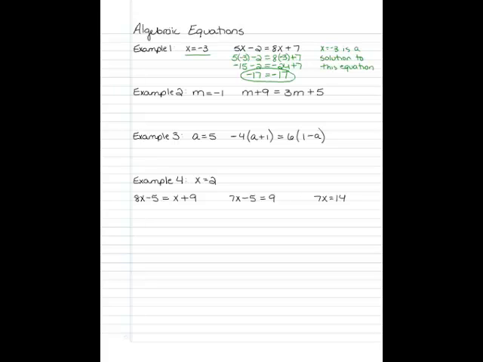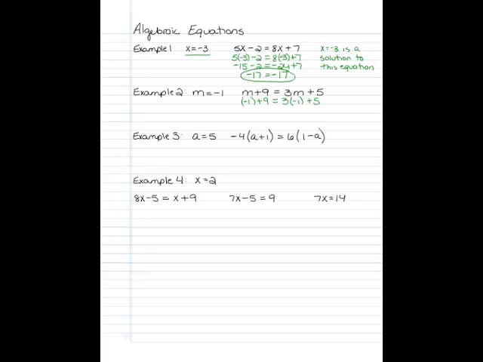Example 2 is very similar. We're asked this time, is m equals -1 a solution to the equation m plus 9 equals 3m plus 5? We're going to do the exact same thing. We're going to replace all of the m's with -1 and work it out to see if the two sides are equal. So replacing m with -1, we have -1 plus 9 equals, over here, 3 times -1 plus 5.